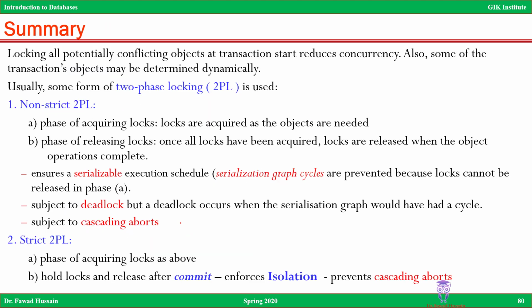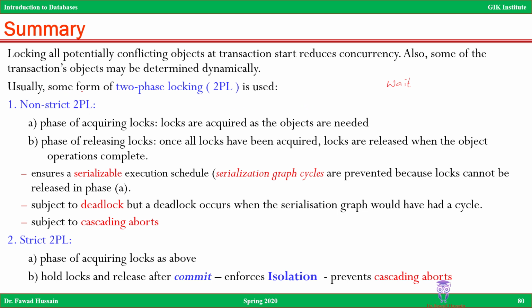So in summary, locking all potentially conflicting objects at transaction start reduces concurrency. Because we are going to have all these locks, and if one is able to lock and the other cannot lock, it means it cannot run simultaneously. So there's a lot of waiting involved. I'm talking about this waiting, not how heavy it is. Also, some of the transaction's objects may be determined dynamically. So at runtime we will see whether you can acquire or not, and whether the transaction will be aborted or not, and whether it's going to be a wait condition.